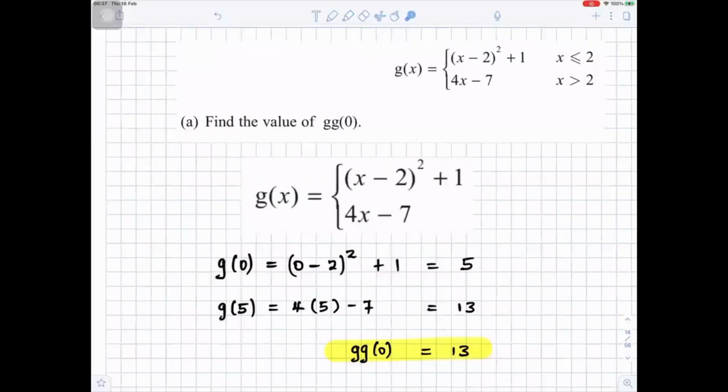And one thing to remember is we have here when x is less than or equal to 2, we are using this function. So that is why when we have g of 0, we put it in this one, because 0 is less than or equal to 2. Now when we get 5, 5 is bigger than 2, so we put it in this one here: 4 times 5 minus 7.